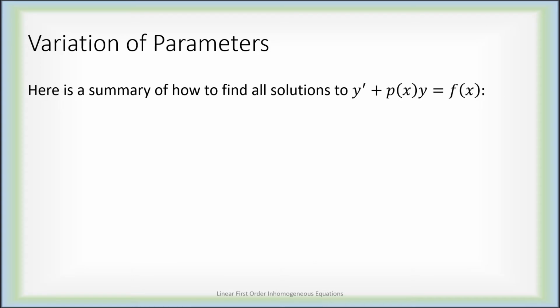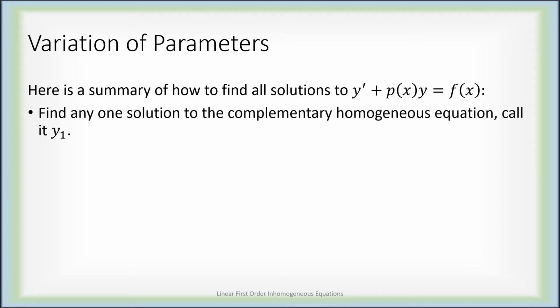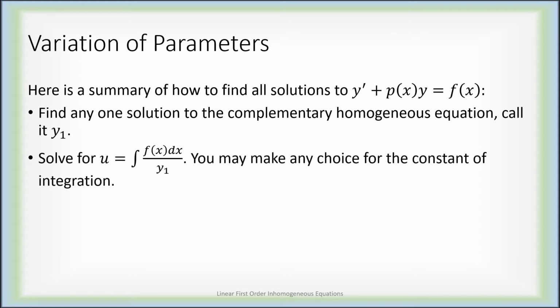So to briefly summarize, we want to find all solutions to y prime plus p of x y equals f of x. First, find a single solution to the complementary homogeneous equation, where you replace f of x with 0. Call it y sub 1. Next, find a single solution u to an antiderivative of f of x over y1. You can make any choice you want for the constant of integration.